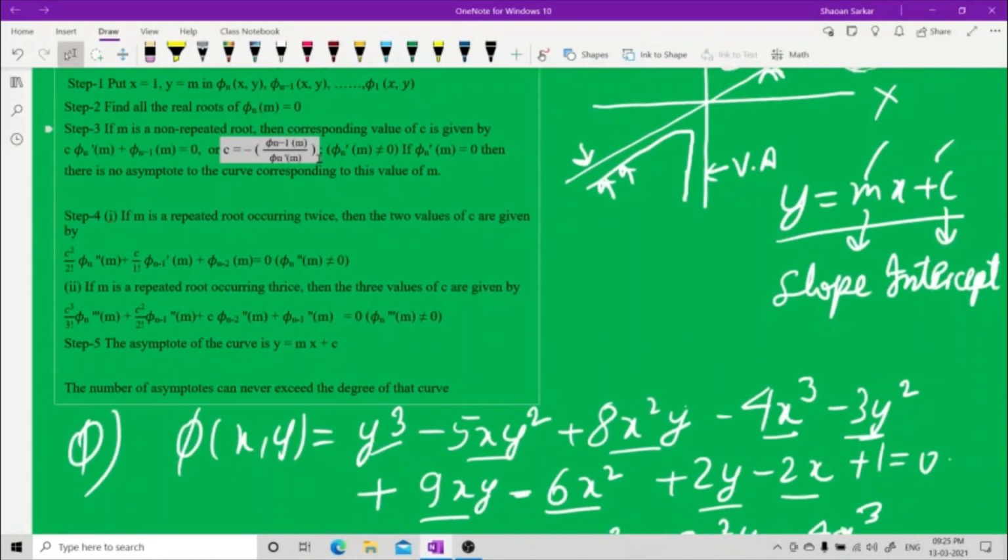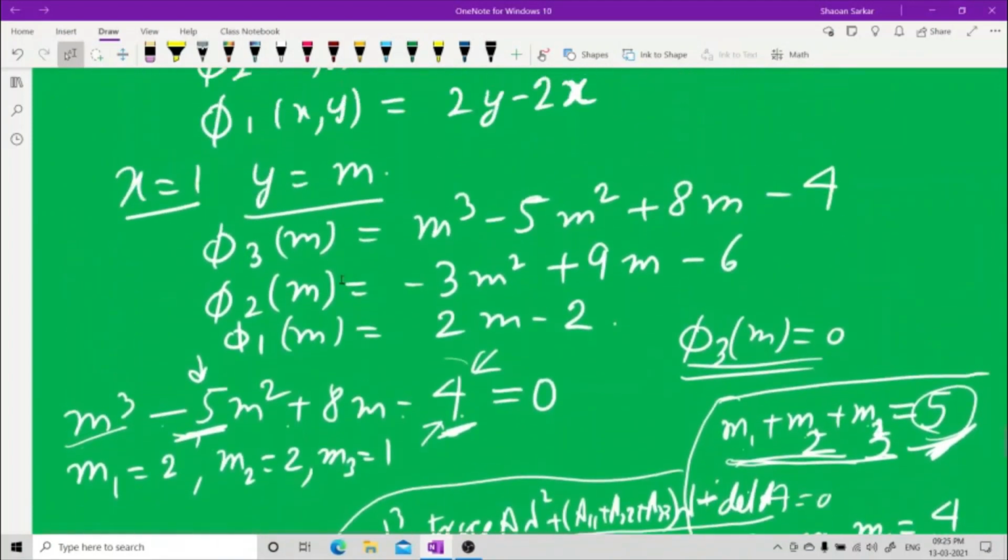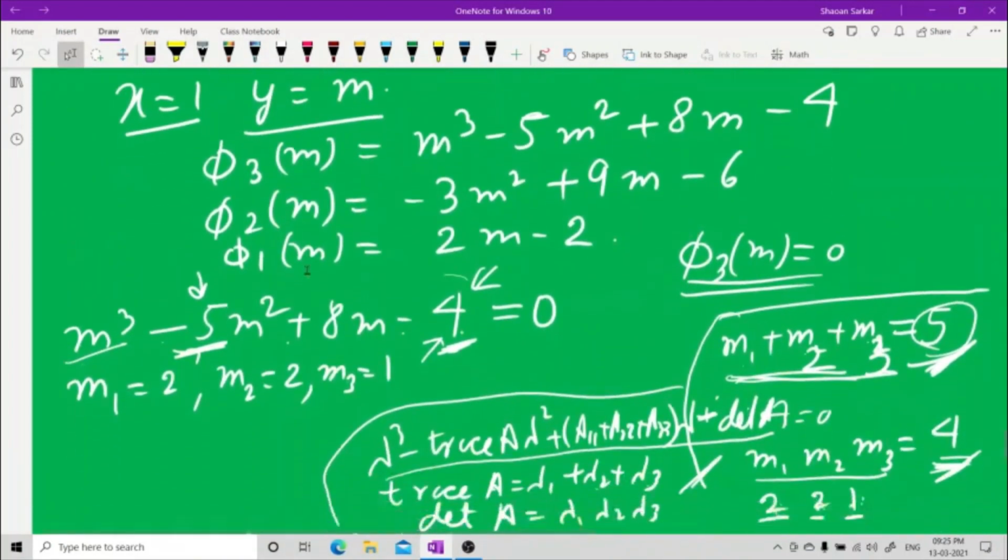Now here, phi n dash: the highest degree term, differentiate it once, and write the one-degree-less term above. Look here. This is the highest degree, and this is one less than that. This one degree less will come in the numerator.